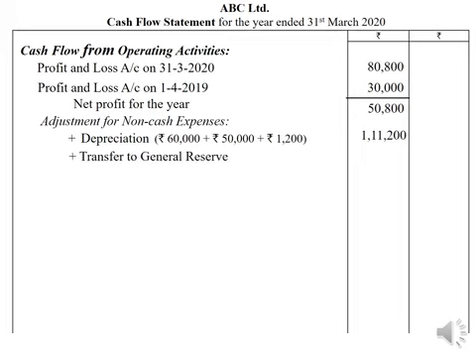Next is transfer to general reserve. Transfer to general reserve does not result in cash outflow. It is only a bookish entry. Therefore, transfer to general reserve has to be added back. It amounts to rupees 20,000.